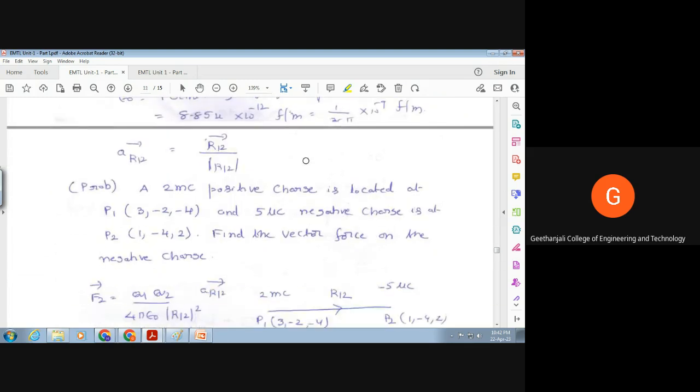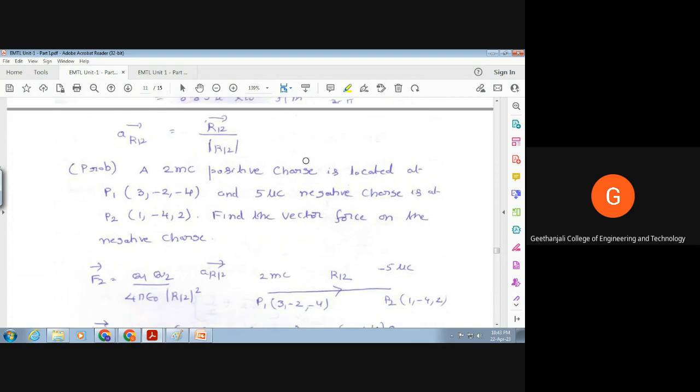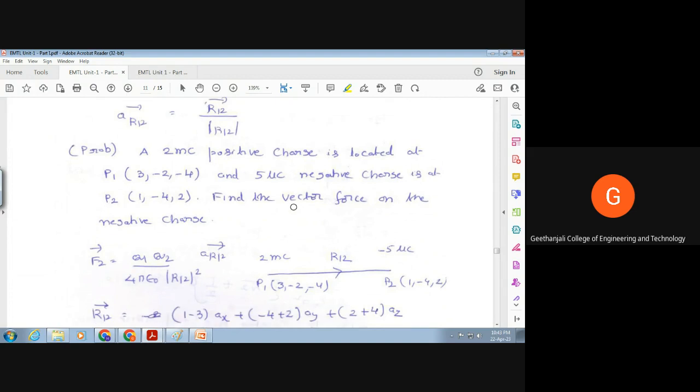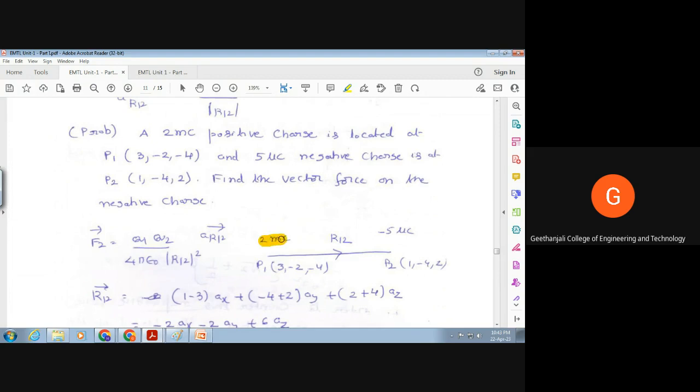For example, let us consider this problem. 2 millicoulombs of positive charge is located at point P1, with coordinates 3, minus 2, minus 4, and 5 microcoulombs of negative charge is at P2, 1, minus 4, 2. Find the vector force on the negative charge. So the vector force on Q2 is equal to Q1 Q2 by 4 pi epsilon naught R12 square AR12. So this 2 millicoulomb point charge is at P1, minus 5 microcoulombs is at P2.